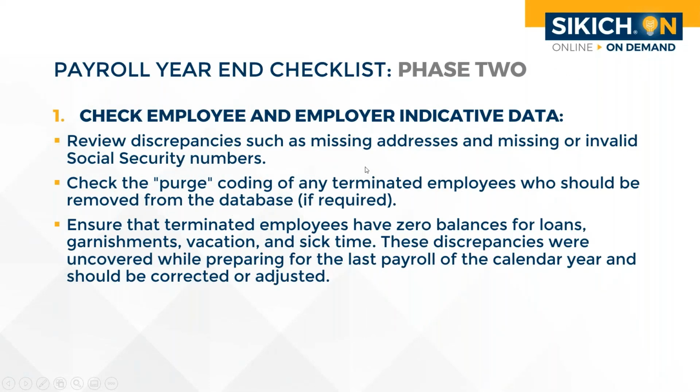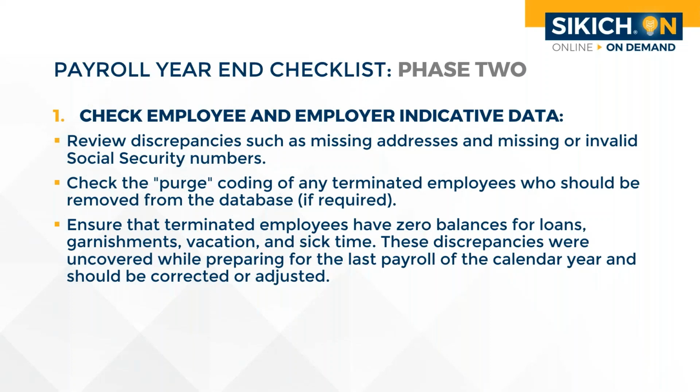All right. We want to review and update any discrepancies that may have been identified. Update the mailing addresses, social security numbers. Check your purge coding for any terminated employees. You want to clean up your database for employees that are X number of years old based upon your individual company's requirements. Some companies don't purge at all. It's up to you. It's a business decision, not anything that's guided by the IRS.